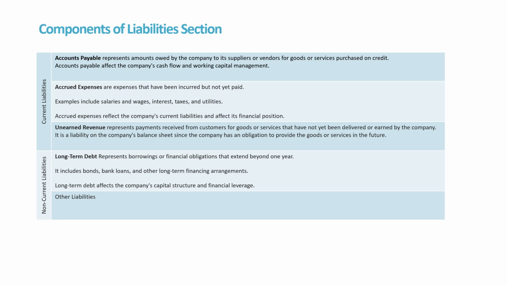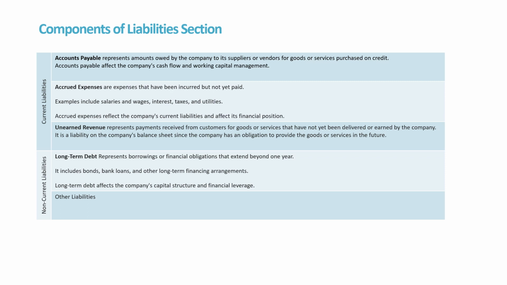Let's see what the components are that make up the liability section of the balance sheet, which is crucial for understanding an organization's financial obligations and commitments. Let's begin with the current liabilities. These are obligations that the company is expected to settle within a year.